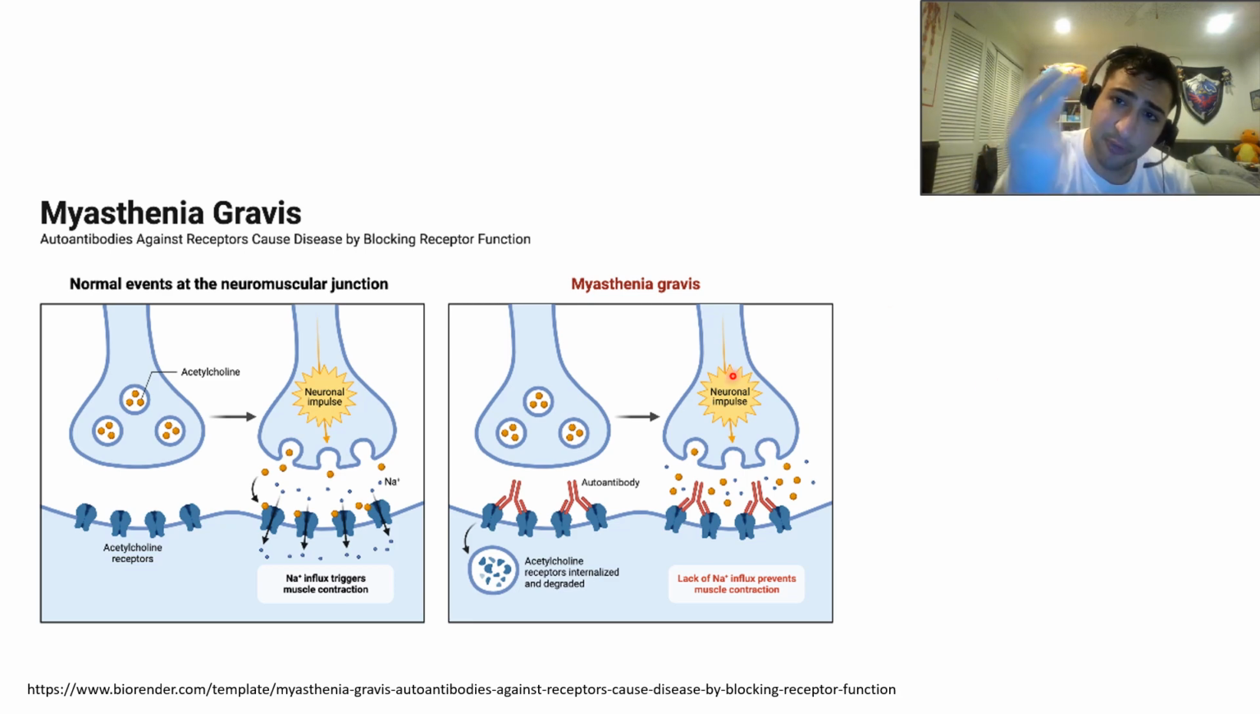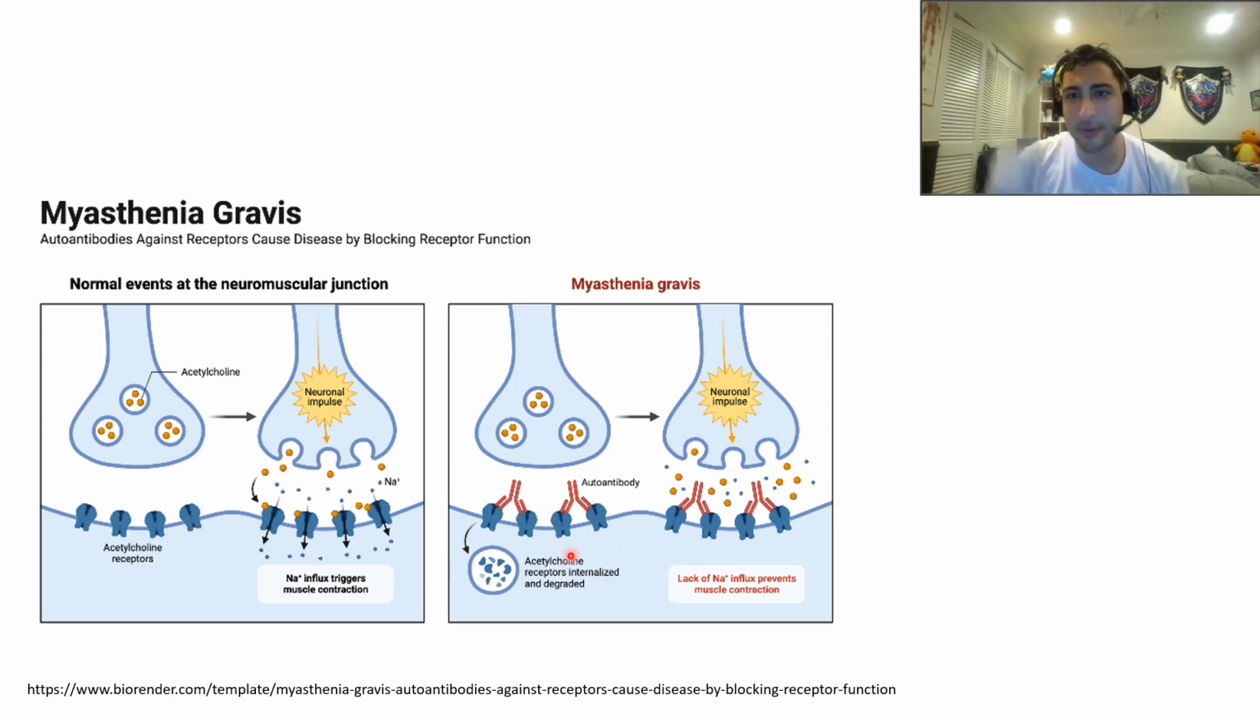And in myasthenia gravis, here is the pre-action potential area. So versus here, the vesicle just comes on through and it hangs out. Here it comes on through and it hangs out, and the autoantibody, you can see, is completely blocking this off. All right. And the autoantibody causes the receptors to be degraded.